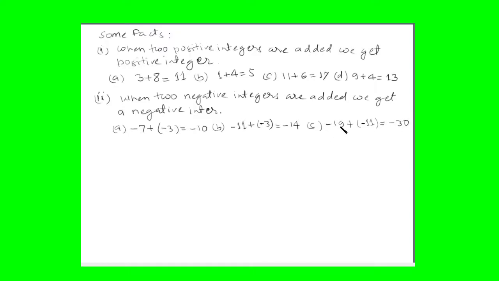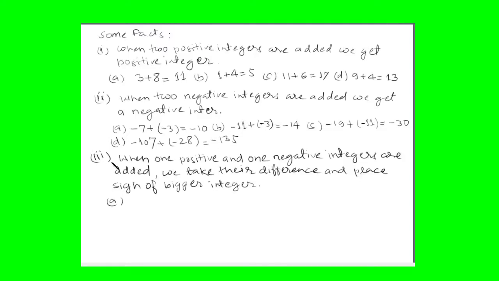Minus 19 is a negative integer, minus 11 is a negative integer, and we get their sum as minus 30, which is also a negative integer. Minus 107 plus minus 28 is equal to minus 135. Minus 107 and minus 28 both are negative integers, and when we add them, we get minus 135, which is also a negative integer.